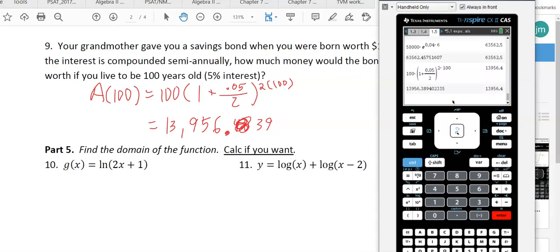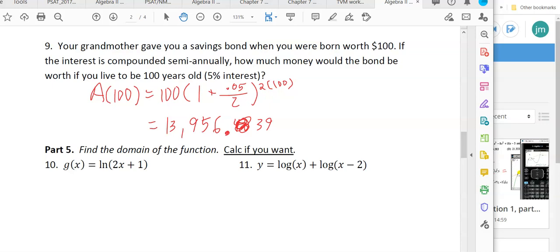Okay, find the domain of the function. Use your calculator. Don't use your calculator. It's going to be harder to do on your calculator. So just set that greater than 0. So 2x plus 1 greater than 0. So 2x greater than -1, divided by 2, you get x greater than -1/2. That's your domain.